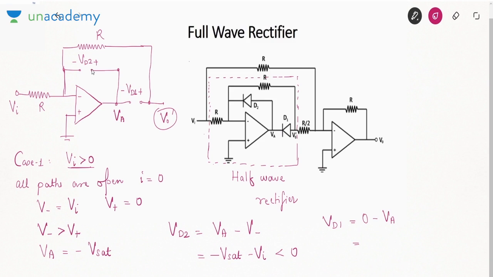Because the positive terminal is connected to V0 dash, which is 0, and the negative terminal is connected to VA, it becomes plus Vsat, which is greater than 0. That means D1 is forward bias and D2 is reverse bias. Now if D1 becomes forward bias, then it will be treated as a short circuit. In that case, it becomes an inverting amplifier.